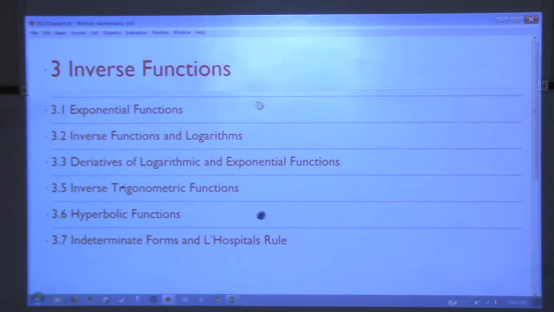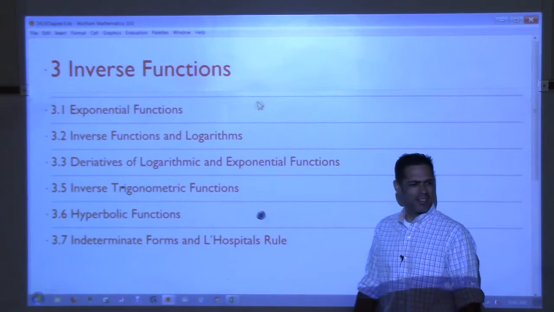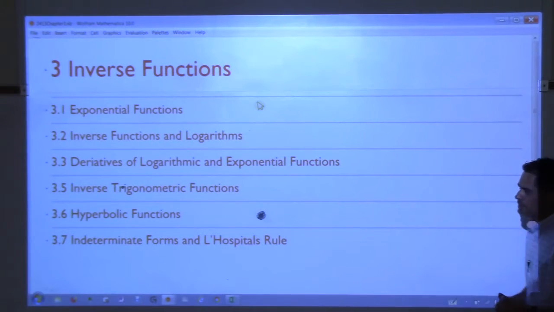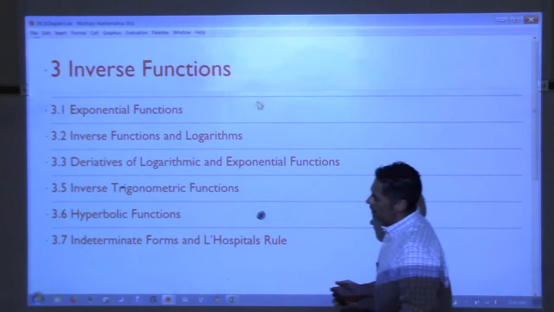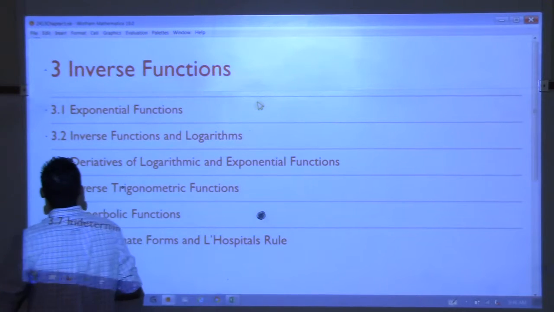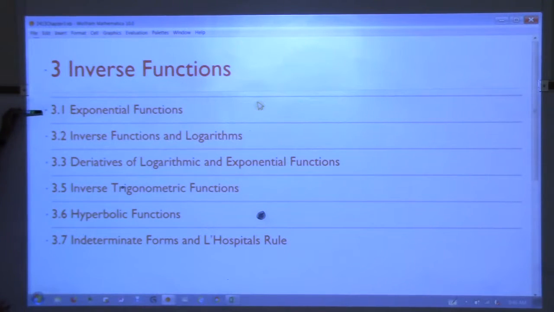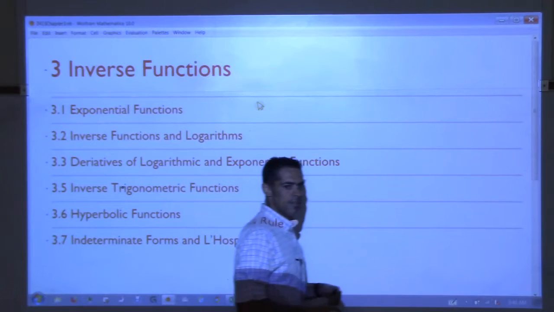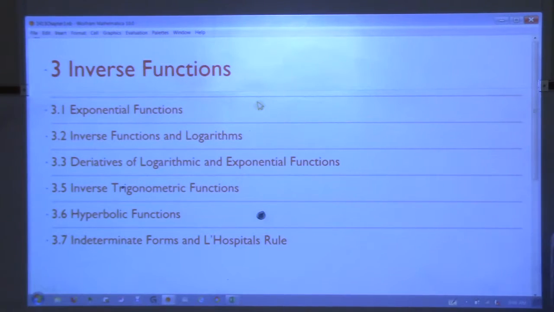Okay, chapter 3, inverse functions. This seems weird. All of a sudden we're going to start talking about inverse functions. This is like a college algebra topic. Let's take a look at this chapter. Exponential functions. Did that in college algebra. Inverse functions and logarithms. Did that in college algebra. 3.3 is where it really begins. 3.3 is the derivatives of those functions.